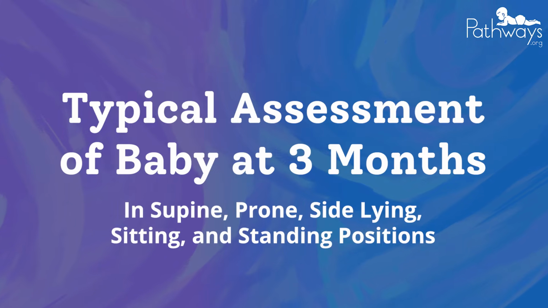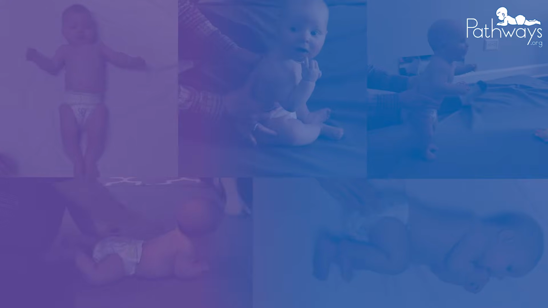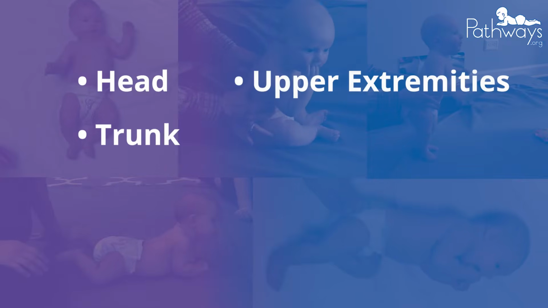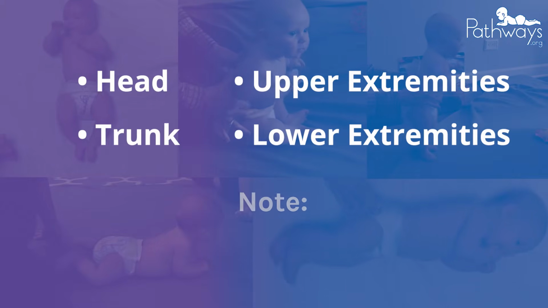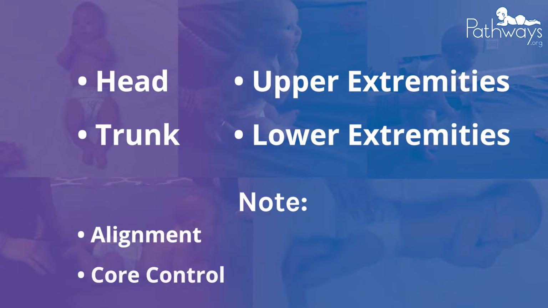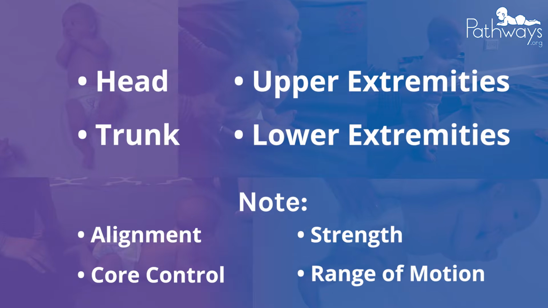We will watch the typical assessment of baby in 5 different positions at 3 months of age. We'll review the head, trunk, upper extremities, and lower extremities in each position. Additionally, make note of how alignment, core control, strength, and range of motion all give insights into baby's development.